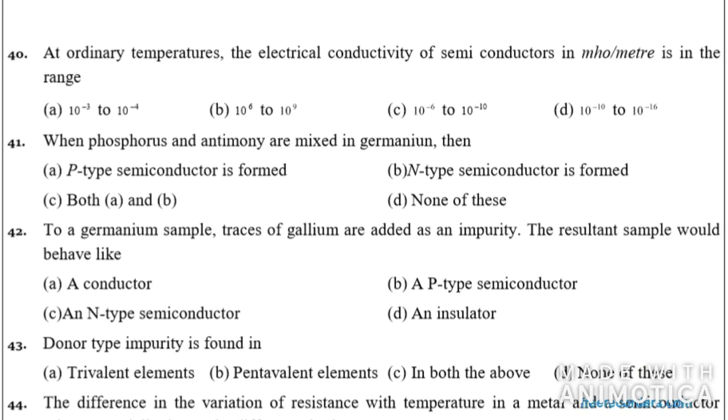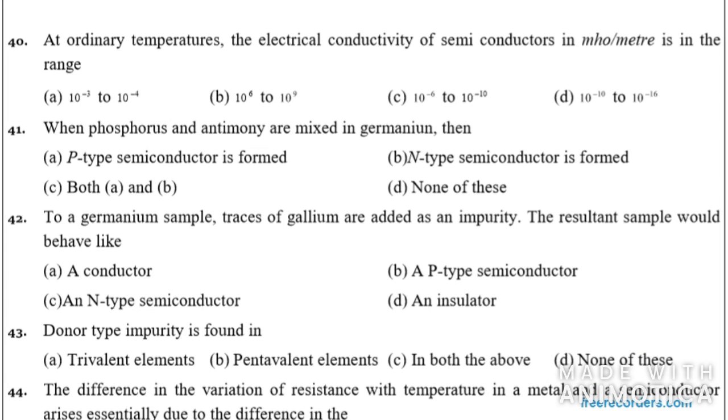Let's move on to the 40. At ordinary temperatures, the electrical conductivity of semiconductors in mho per meter is in the range. So electrical conductivity of semiconductors lies between insulators and metals. So it will be 10 raised to power 6 to 10 raised to power 9.